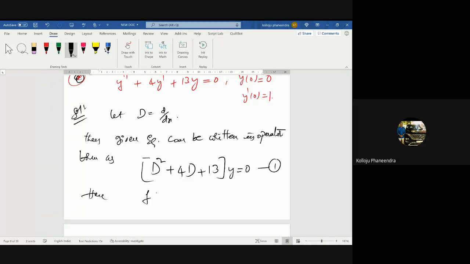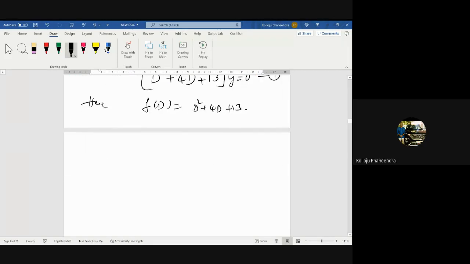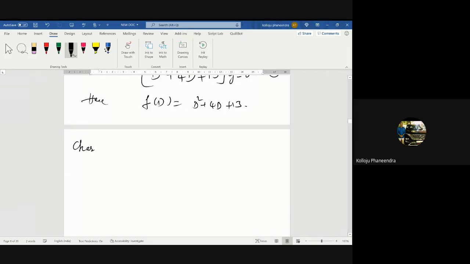Here f of D is D square plus 4D plus 13. Okay, so the characteristic equation or auxiliary equation.